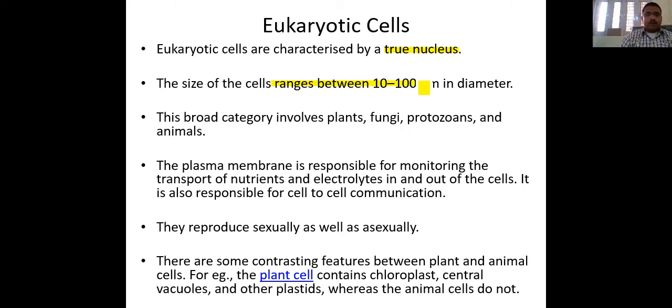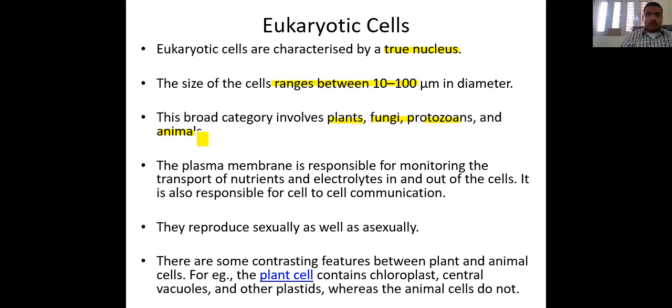Now, the broader category of organisms that come in this area includes the plants, fungi, and protozoa, as well as animals. These are the kinds of organisms which come under this range of 10 to 100 micrometers.